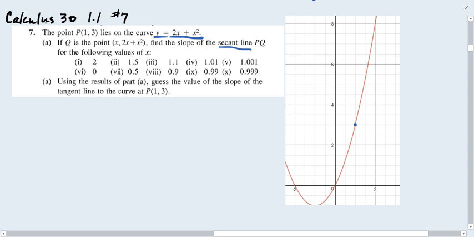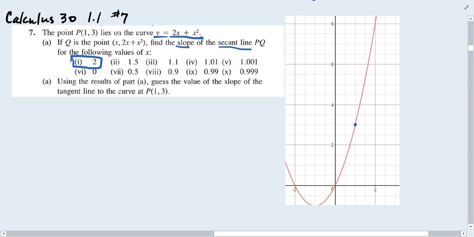This is the parabola. And part A says if point Q is on the curve, it would be some x value, and then the y value, of course, is the description of the function. It's in terms of x here. But point Q is some other point, and this is how it's described. Find the slope of the secant line for the following values of x. So 7a1, or I, is when x equals 2.